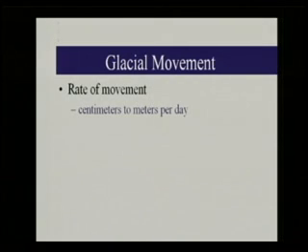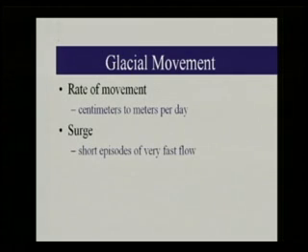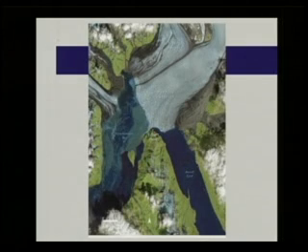The rate of movement of glaciers can be anywhere from a few centimeters to several meters a day, and periodically some glaciers experience surge, and these are short episodes of very, very fast flow. For example, here we have the Hubbard Glacier in Alaska. In 1986, it surged across the Russell Fjord and isolated the fjord from the open sea. It ended up stranding some animals.